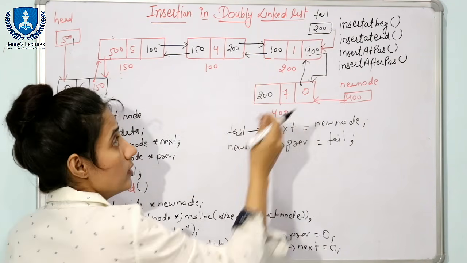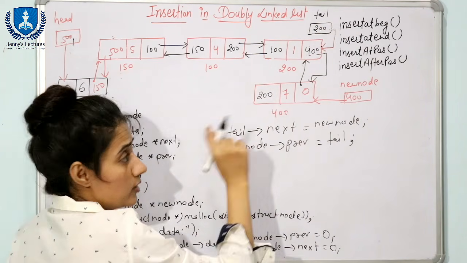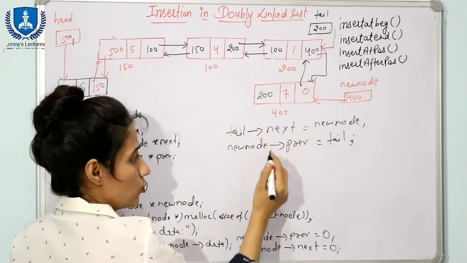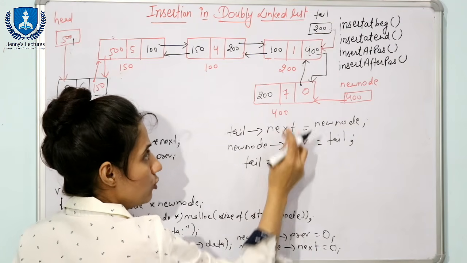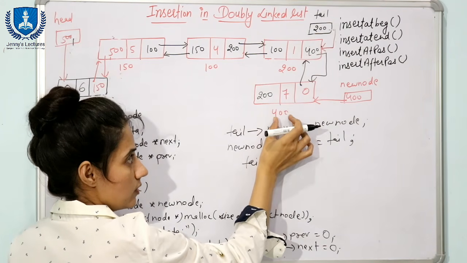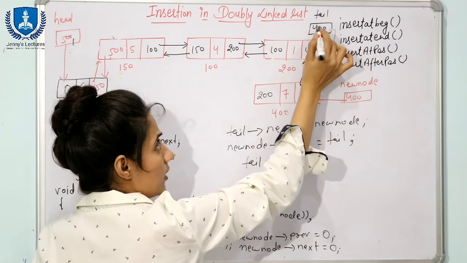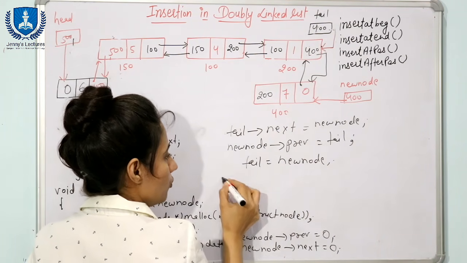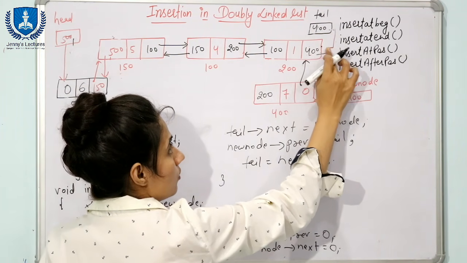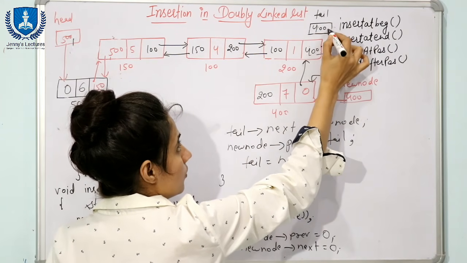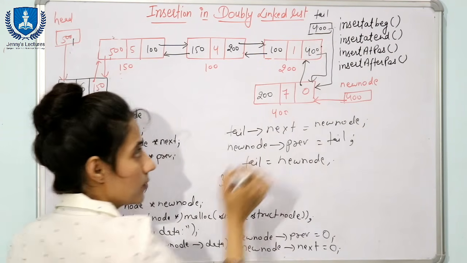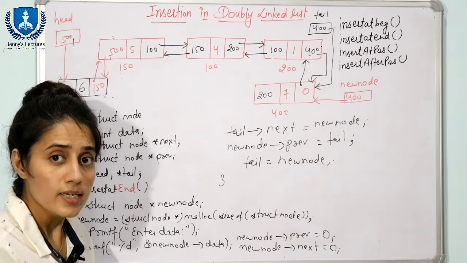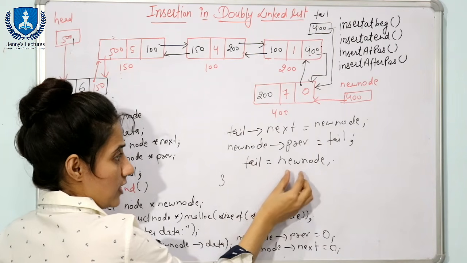One more thing, you have to update this tail also, because here the last node is this one. So in tail you should store the address 400. From where can I get 400? From the new node. So here I can write new node. So now tail is pointing to this node, and this is done. See, this tail is equal to new node.